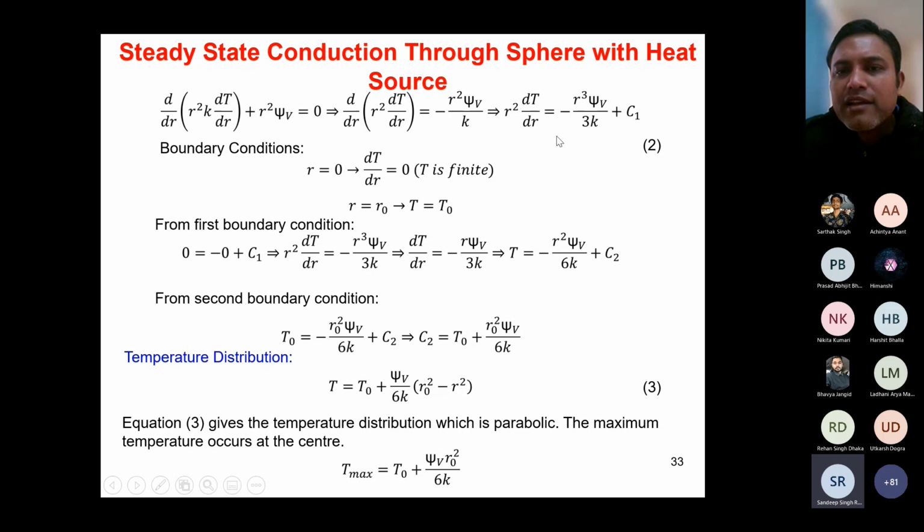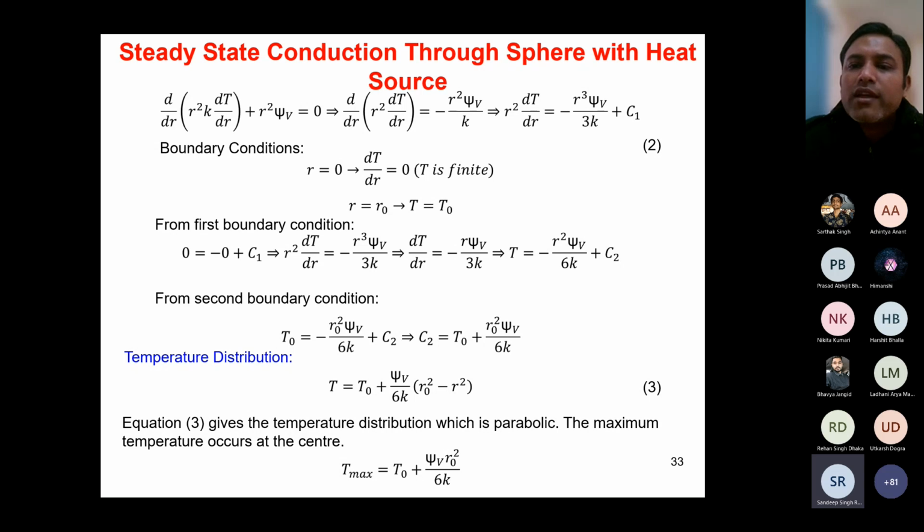So then we can again integrate this equation with respect to R. Sorry, dT by dr will be given as minus R psi V by 3K. And if we integrate further, what we get is T equals minus R square psi V by 6K plus C2. Is it clear to everyone? Yes or no? Yes, sir.